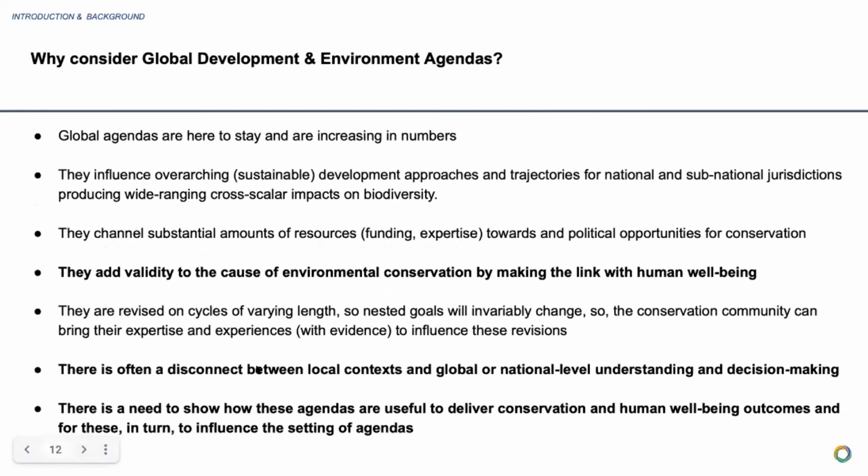Again, there's a lot on the screen here, but just a couple of additional points. Some of these are a little repetitive, but why did we think that this was important to do and learn together? Some of the points that haven't been made already: there's often a disconnect, which we heard about in the very first survey that we did, between local context and global or national level understanding and decision making. Somehow we had to bring those closer together.